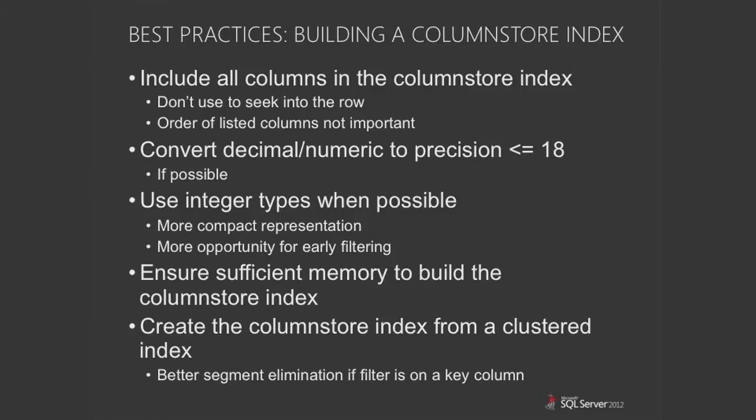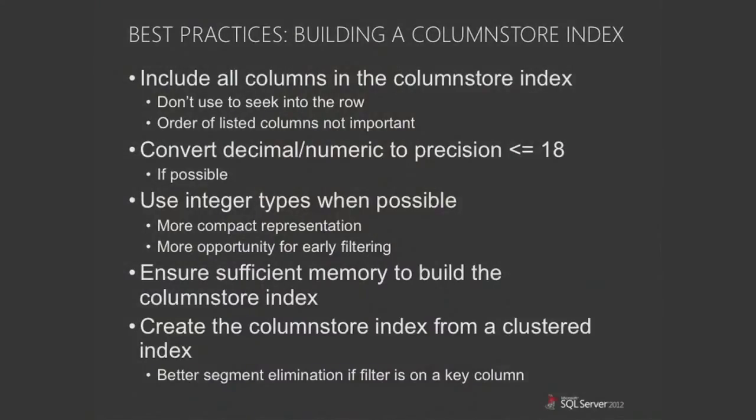Now when you create the ColumnStore index, as I mentioned, the order in which you list the columns is not important, because SQL Server has its own way of determining how to order the data to get the best compression. If possible, you want to convert any decimal or numeric values that have precision greater than 18 to a precision of less than or equal to 18. That's because you can't put columns that have a precision greater than 18 into the ColumnStore index. You would have to leave those out. And when your queries touch those columns, then SQL Server would use your base table, either a heap or a clustered index or some other non-clustered index, to satisfy that part of the query.